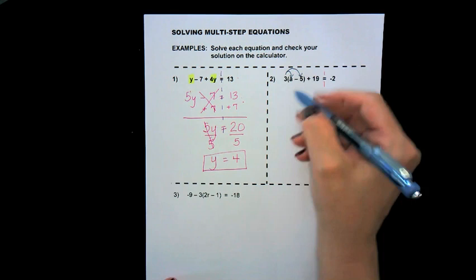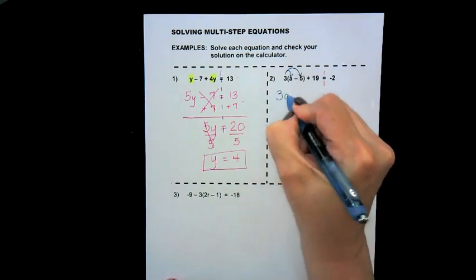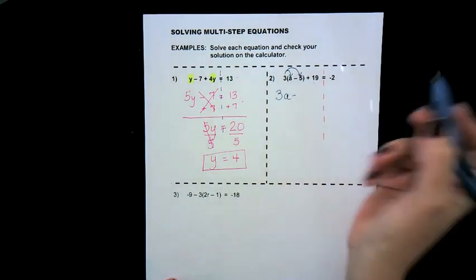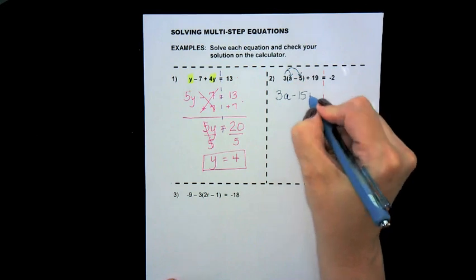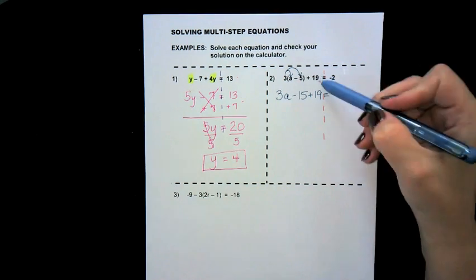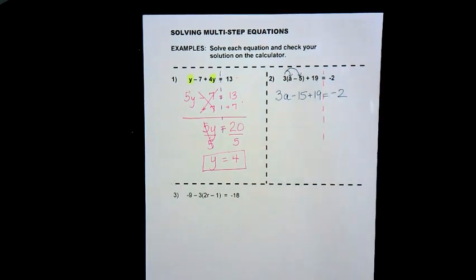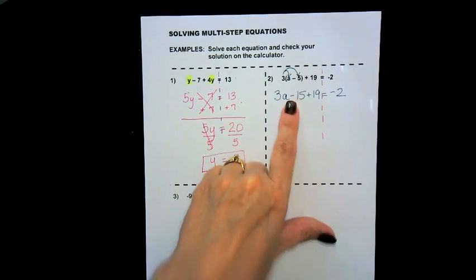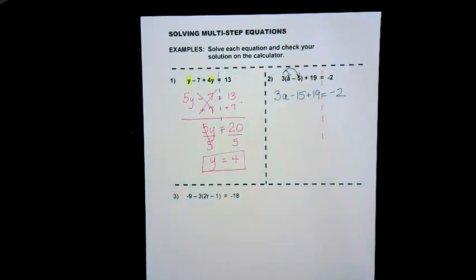So 3 times a will give me 3a. 3 times 5 will give me 15. And then I have this plus 19 equals negative 2. A lot of students forget that plus 19, so I don't want you to miss that. Now, we have removed the parentheses by distributing, so let's go ahead and collect some like terms.